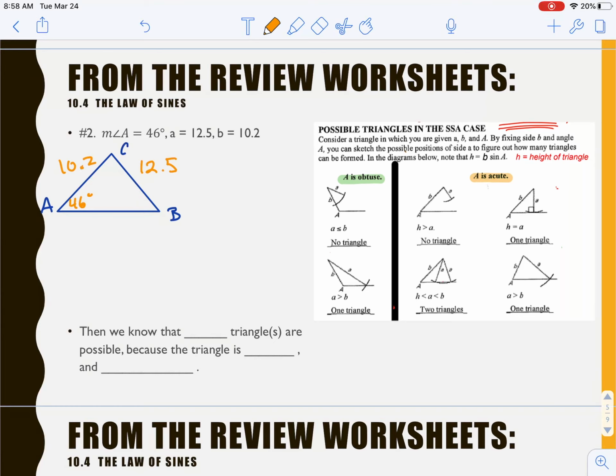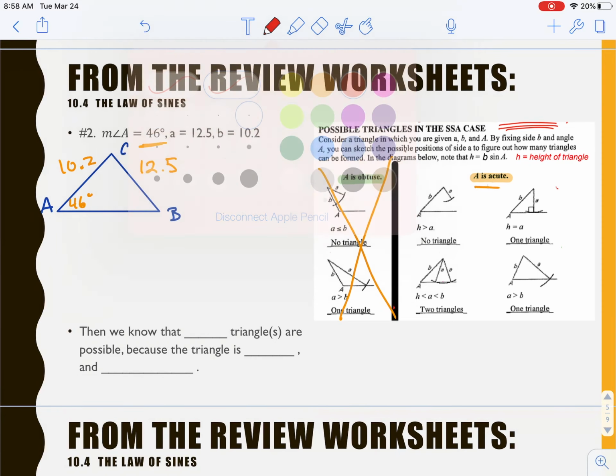Here's what I want to do. Since I know this is acute, I'm going to get rid of the obtuse side. First question, obtuse or acute? Since it's acute, I'll just get rid of those so they don't confuse me. Since I'm on the acute side, I know I'm going to need to figure out the height of this triangle.